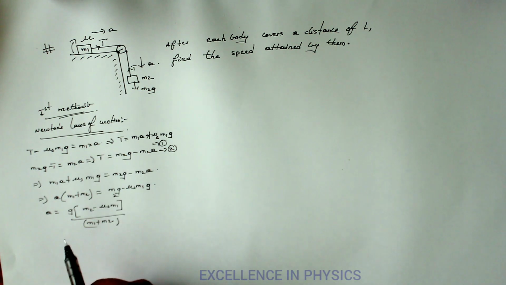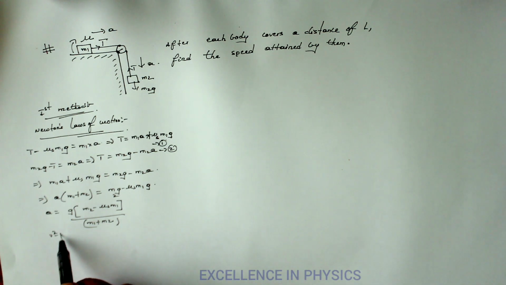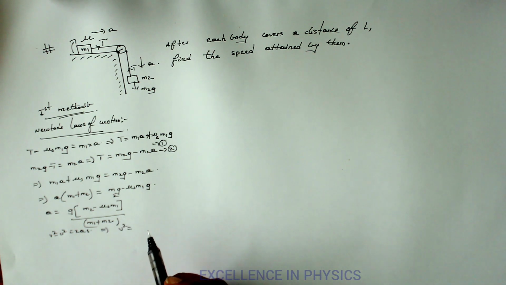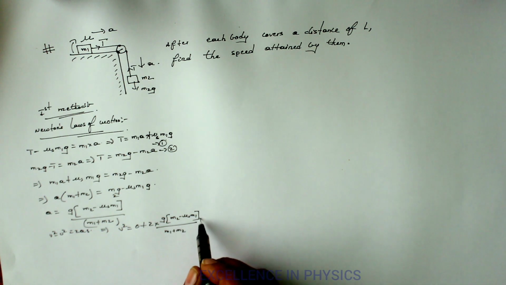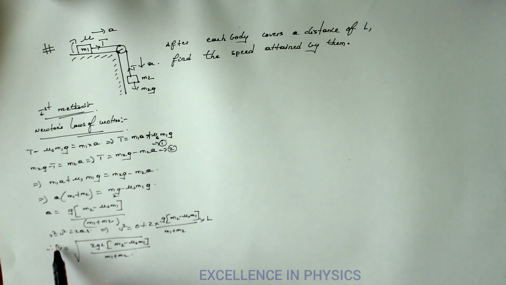Now I can use the relation v square minus u square is equal to 2as to find out the final velocity of these bodies. So v square is equal to, the initial velocity of these bodies is considered 0, so 0 plus 2 into the acceleration, g into m2 minus mu s m1 divided by m1 plus m2, into, instead of s here I can write L, as the bodies are finally moving by a displacement of L. Therefore v is equal to square root of 2gL into m2 minus mu s m1 divided by m1 plus m2.